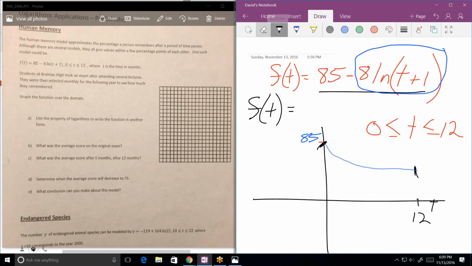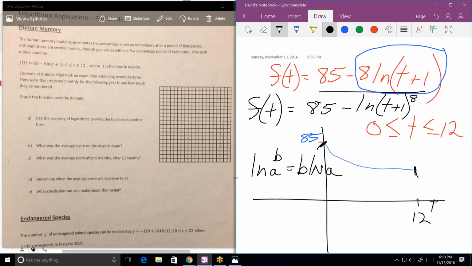If I want to rewrite that, then one way to do it is 85 minus the natural log of t plus 1 to the 8th power. That's the only other way I can think of to rewrite it using the property of the logs. That property being the log of a to the b is equal to b times the log of a. We were given this format, so we're going to move the b to an exponent of the argument. And it's still positive because I left my negative sign there. So it's not negative 8, it's positive.